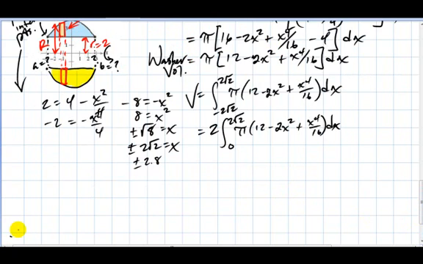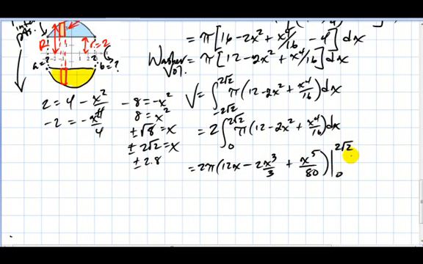Okay, so what did I get? Well, I get 2 pi times the integral of 12, which is 12x, minus the integral of 2x squared, which is 2x cubed divided by 3, plus x to the fifth divided by 5 times 16, or 80. Alright, evaluate it from 0 to 2 root 2.